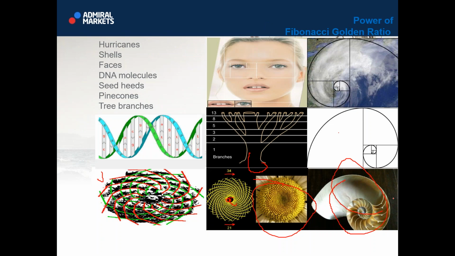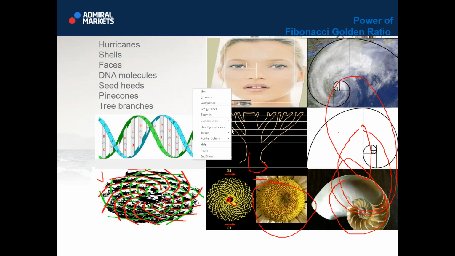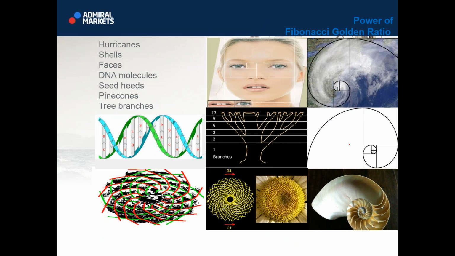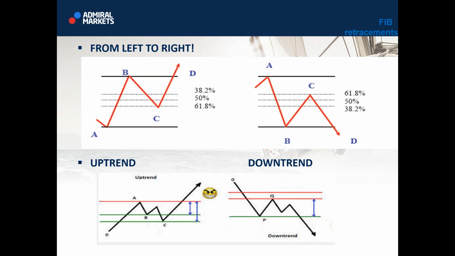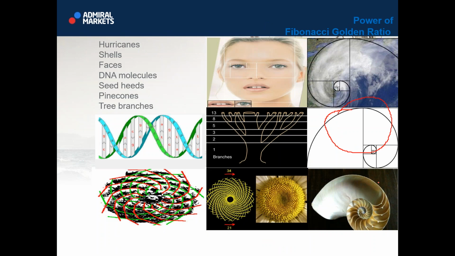Shells. This is a shell. This is a hurricane. The unique properties of the golden rectangle provide another example. Okay? This is a logarithmic spiral. Logarithmic spiral. You can read about it in mathematics. And basically this logarithmic spiral is very, very similar to a shell.